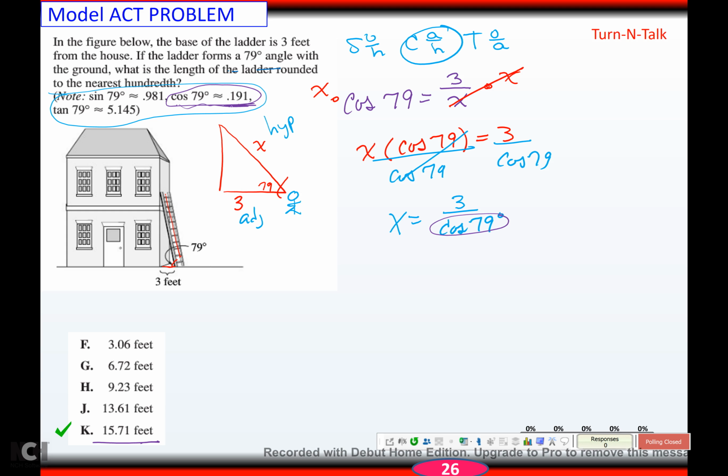They want you to use this decimal equivalent. So x equals 3 divided by 0.191. And if you type that in, you get x equals 15.7068, and so on. They want it to the nearest hundredth, so tenths, hundredths, break, 6 bumps it up, and that's where they got the 15.71. Okay?